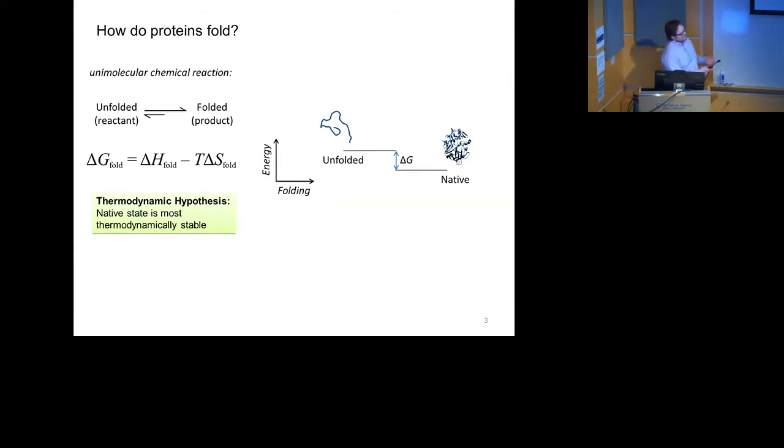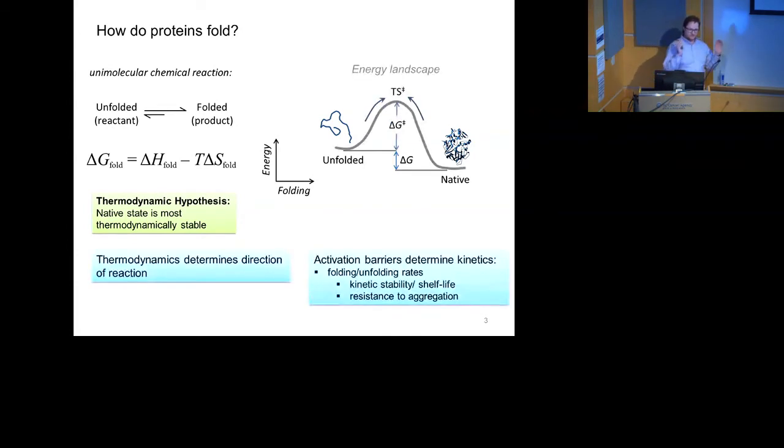Basically, thermodynamics is good for telling us the direction that the reaction will go spontaneously. This is about the 1970s, this idea that the native state is the most stable, so the protein knows to go to the native state. That really only tells you one piece of the story. The other really important piece of the story is the energy landscape.